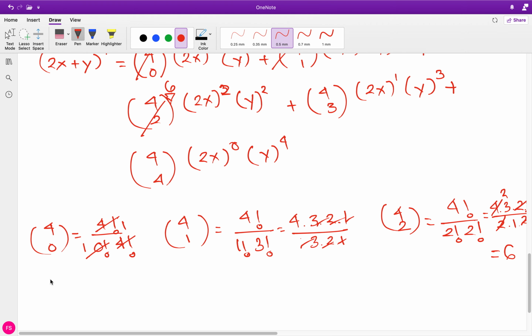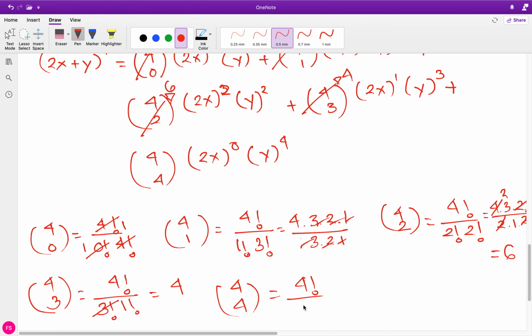Okay, then I have 4C3. This equals 4 factorial over 3 factorial times 4 minus 3 factorial, which is just 1 factorial. Now it's easy because you know 3 factorial is 3 times 2 times 1 already, and for 4 factorial you have 4 times 3 times 2 times 1 also. So you can cancel out the 3 factorial and just write 4. So this equals 4. And 4C4 just means 4 factorial over 0 factorial, which is 1, and then 4 factorial again. This will give you 1. So this equals 1.